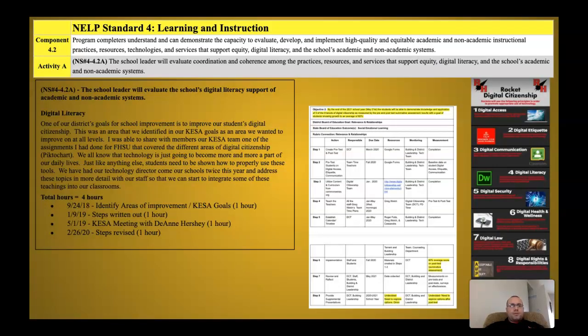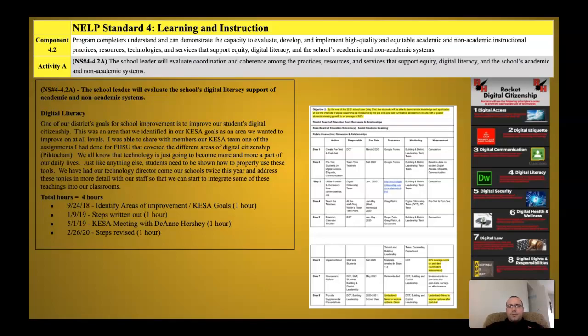The next component was 4.2a. The school leader will evaluate the school's digital literacy support of academic and non-academic systems. One of the biggest goals of our district is to improve our students' digital citizenship. This is one of our KISA goals, or part of our KISA goals, and so we want to improve this at all levels. We were able to once again put together a step-by-step action plan.